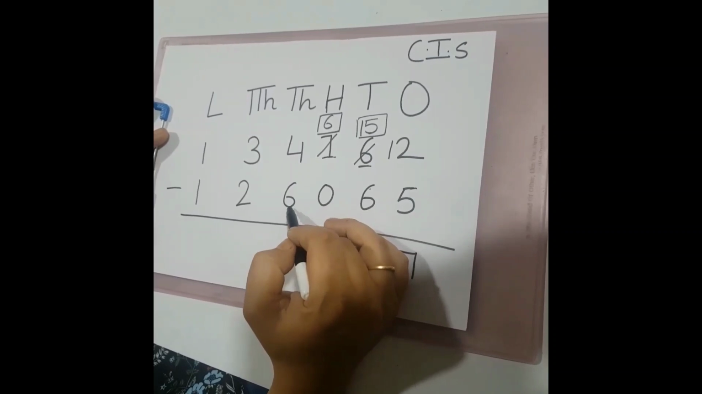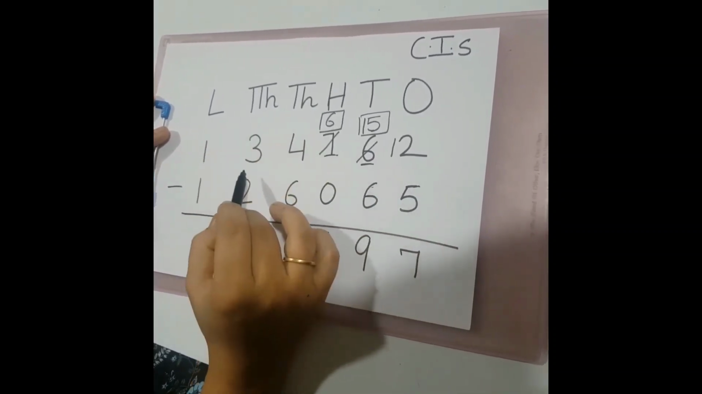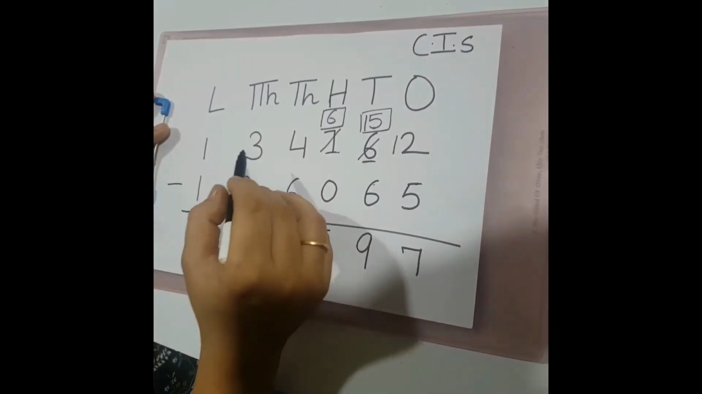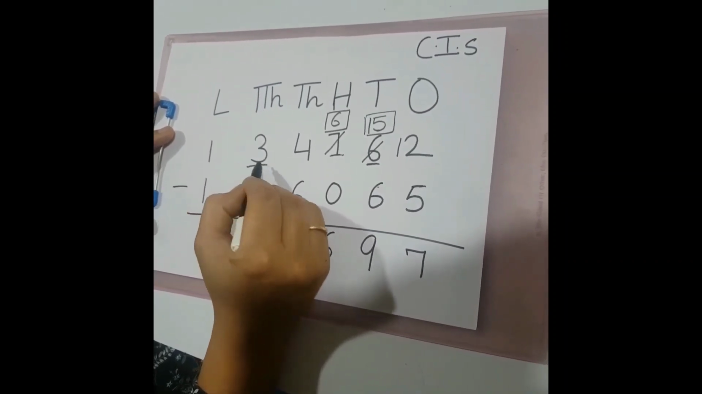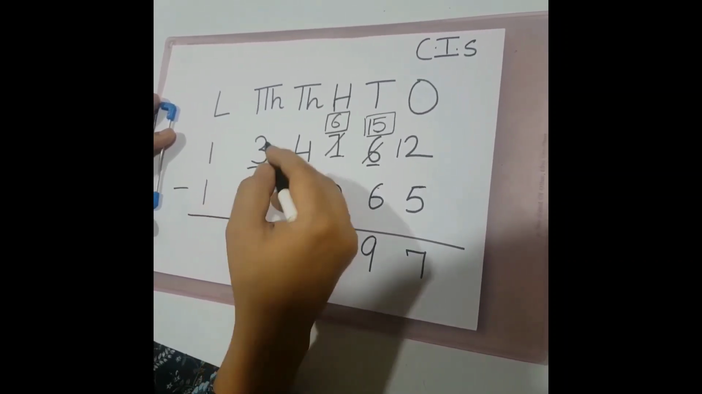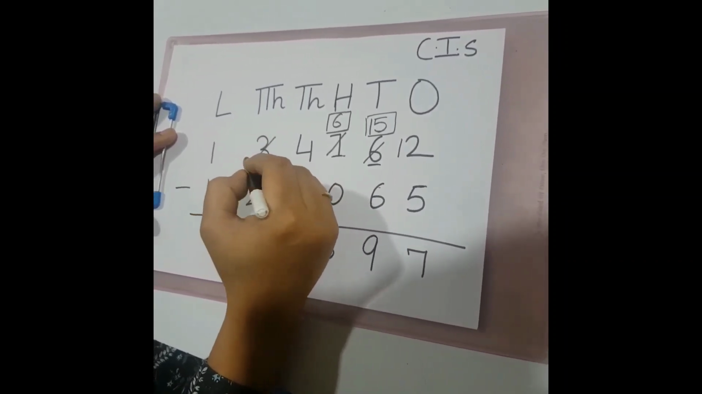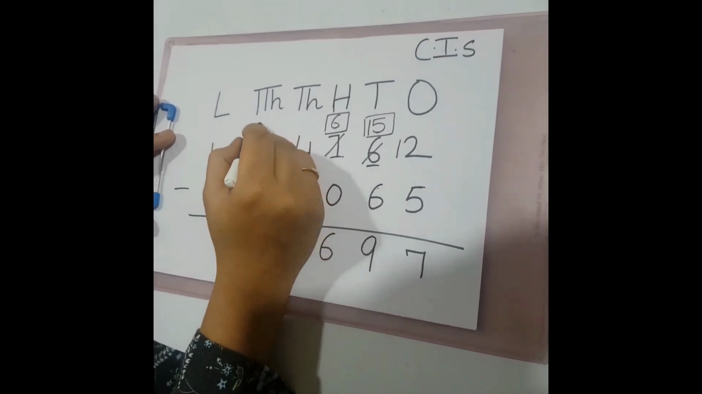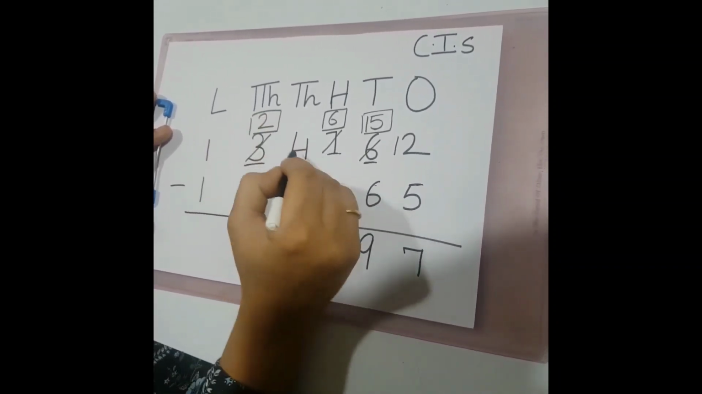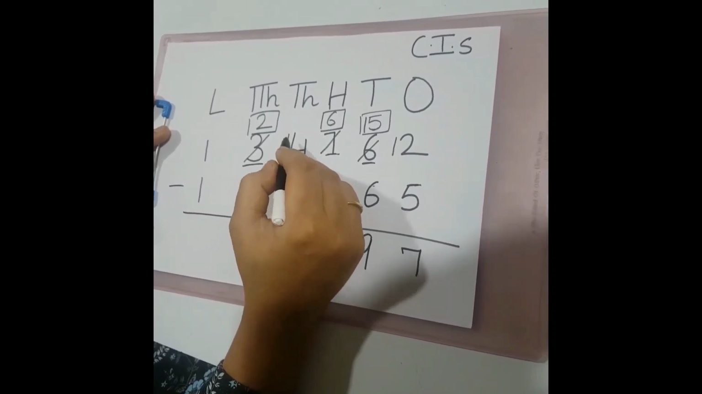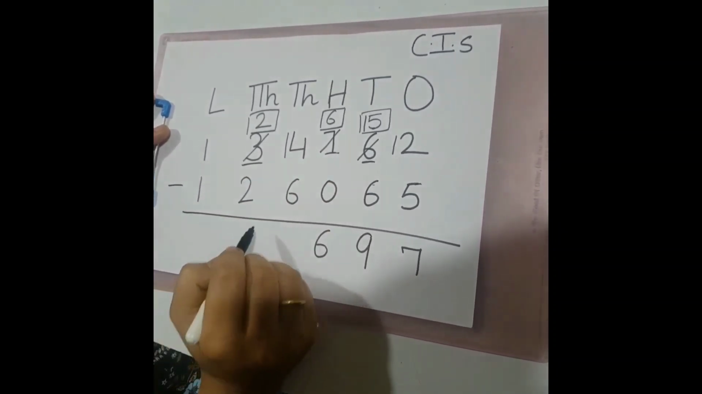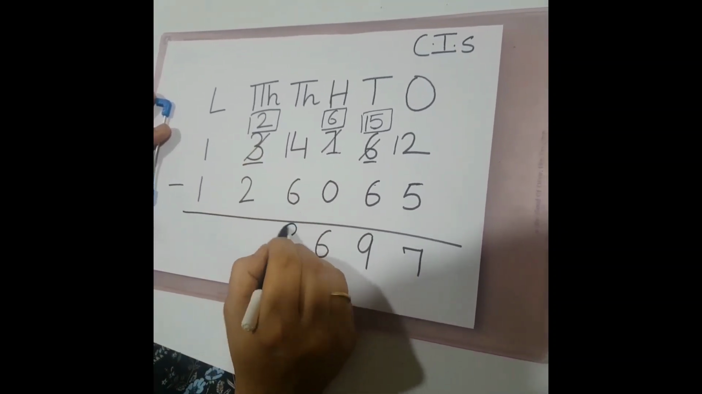Again it's not possible. So what we will do? We will borrow from the 10,000 place. Okay. So here at 10,000 place, which digit is present? 3 is present. So this 3 will be reduced by 1, that is 3 will become 2 and 4 will become 14. So from 14 now easily we can subtract 6. So 14 minus 6 is 8.